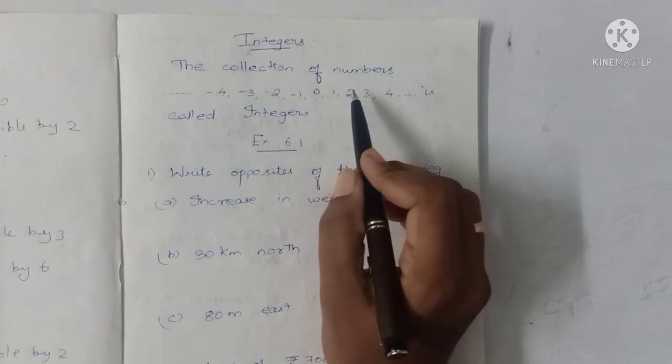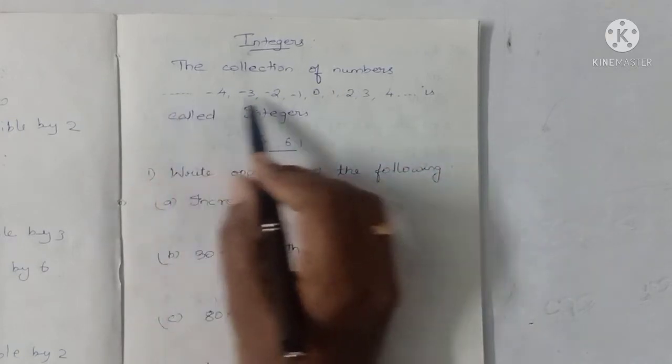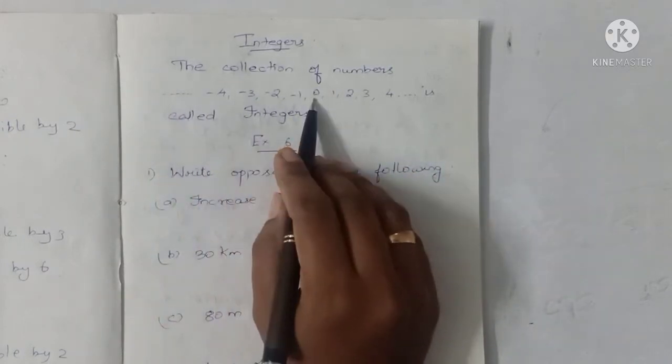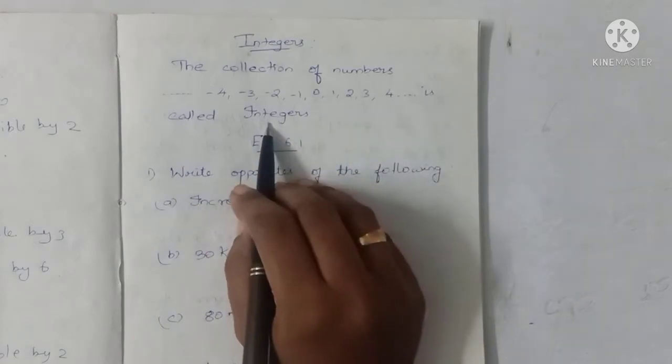Okay, so integers is nothing but a collection of all the numbers, that is all the negative numbers, 0 and positive numbers is called as integers.